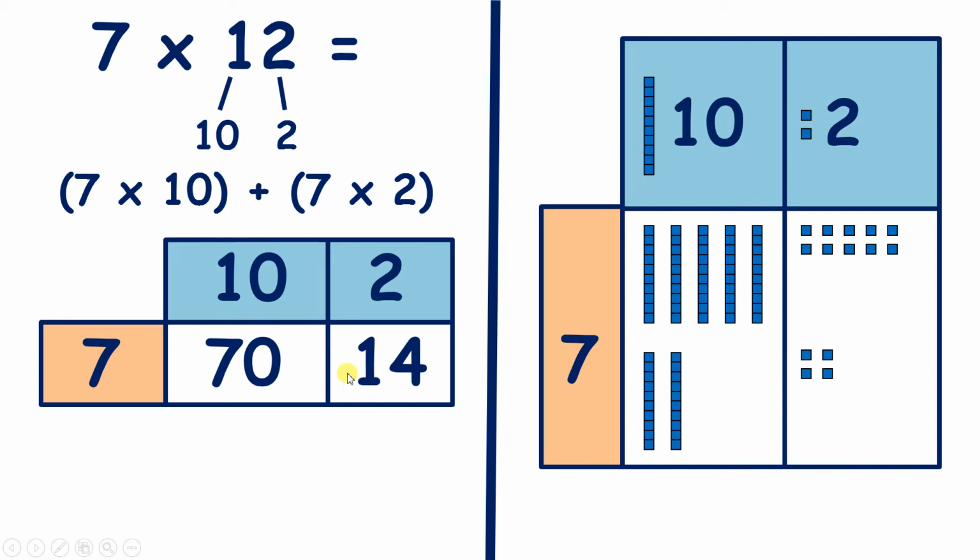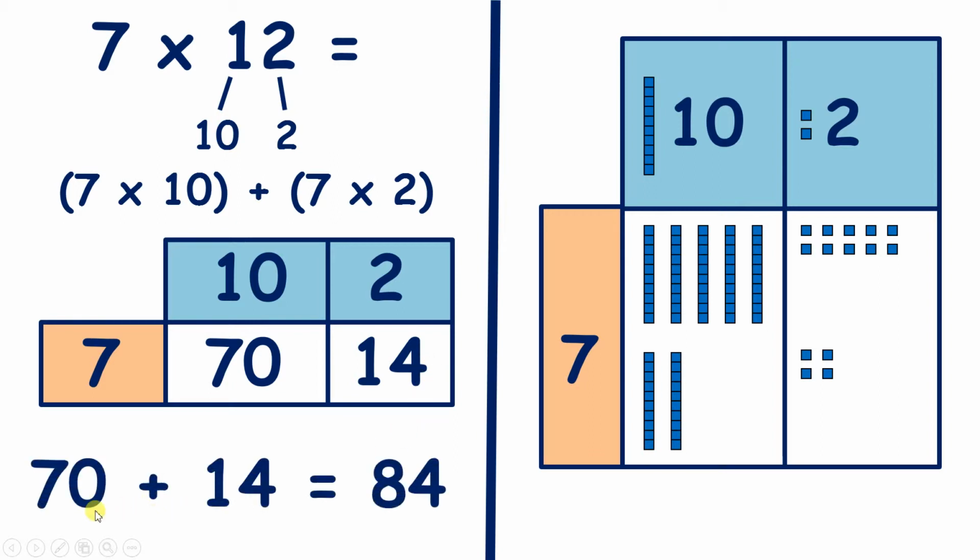Now we just need to add up our answers. So what is 70 plus 14? 70 plus 14 gives us 84. So 7 times 12 equals 84.